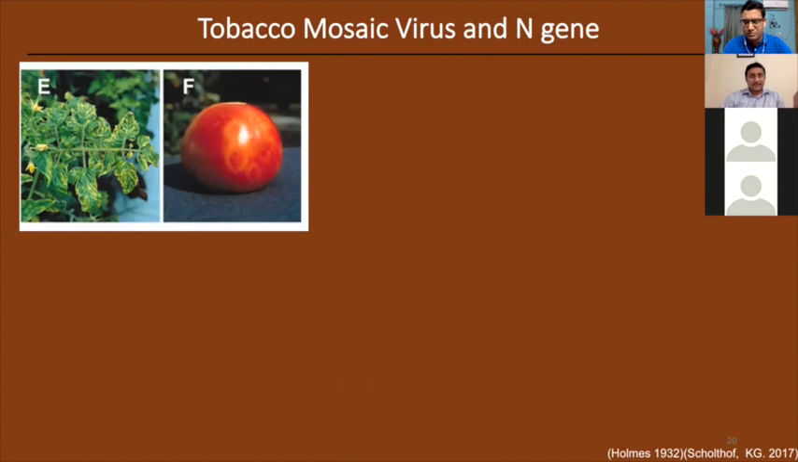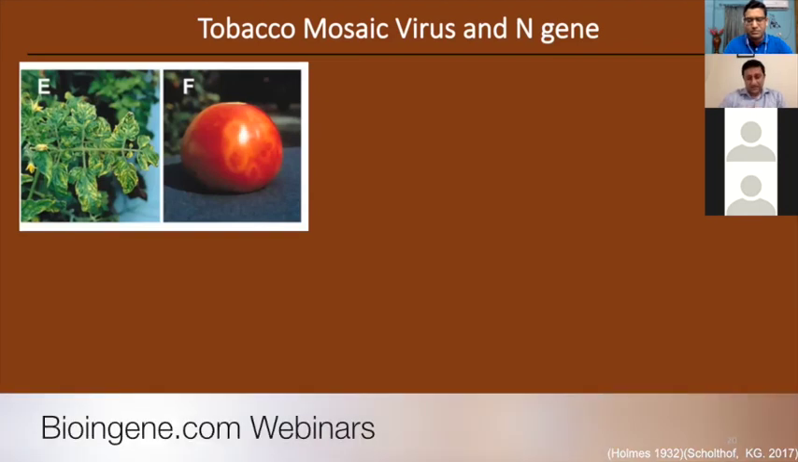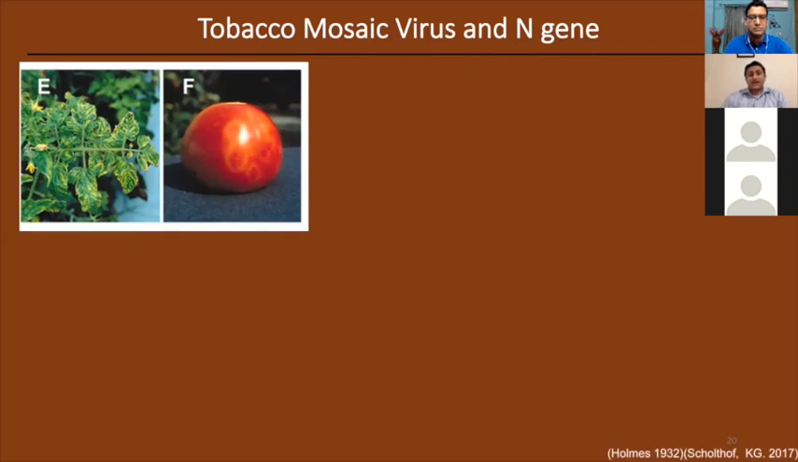A classic example of this is the interaction between the tobacco mosaic virus and the N gene. And I would like to tell you all a story because I really like this story. So this was in the 1930s in New Jersey. What the farmers were finding is that they were growing tomatoes, and the tomatoes were developing these symptoms.